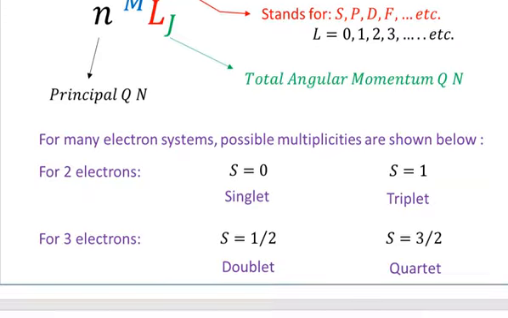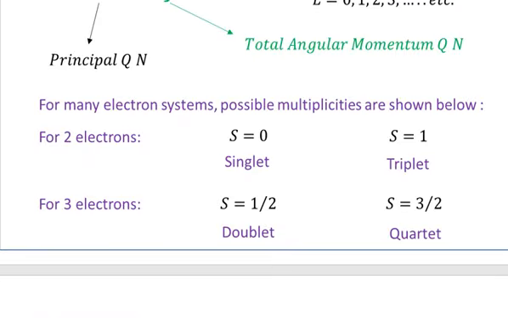Now, since we are talking about many electron systems, the possible multiplicities are shown below. For a two electron system, there are two possible values of capital S: either capital S is equal to 0 or capital S is equal to 1. When capital S is equal to 0, we have the singlet term, because the multiplicity will be equal to 1. And when S is equal to 1, the multiplicity will be equal to 3. This is referred to as the triplet system. That is, to each term, there will be 3 terms.